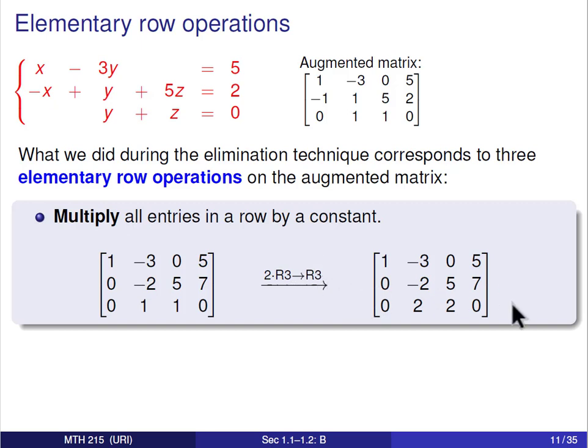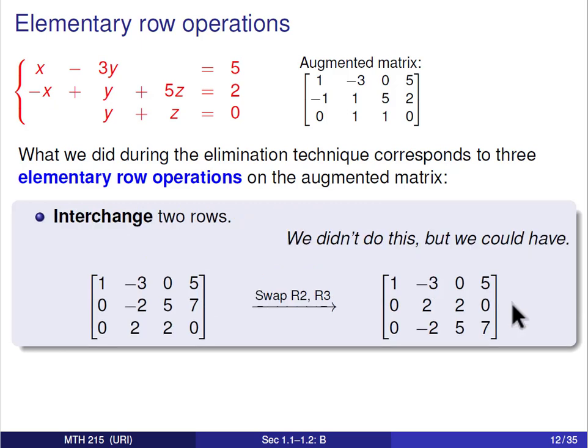Now, a third elementary row operation that we will often perform deals with interchanging two rows. We didn't actually do this explicitly in our solution by elimination, but it will be handy for us occasionally. So one thing we could do is take a look at the second and third rows, and if I wanted to switch them, I could write the third row's numbers in the second row spot and the second row's numbers in the third row's spot. And I have interchanged, or swapped, those two rows.